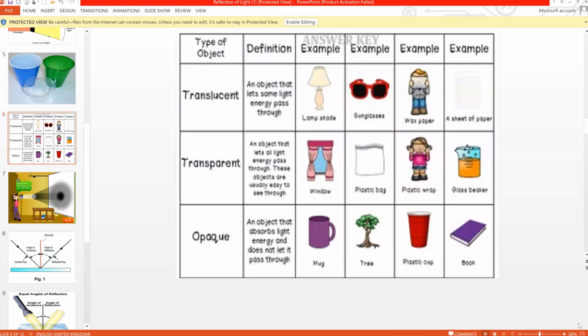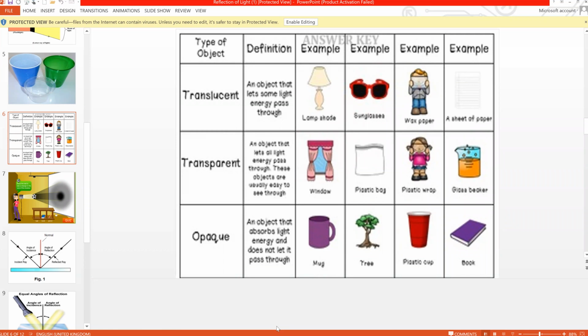So here I have given some examples, not all examples. You can see translucent: lamp, sunglasses, wax paper, a sheet of paper. So these are all examples for translucent. Then transparent: window, open window, light plastic bag, transparent plastic bag, some kind of plastic wraps with transparent color, then glass beaker. So these all come under transparent.